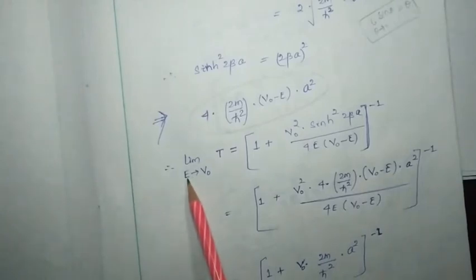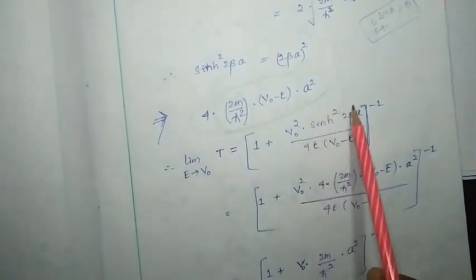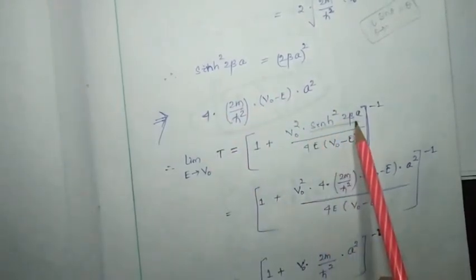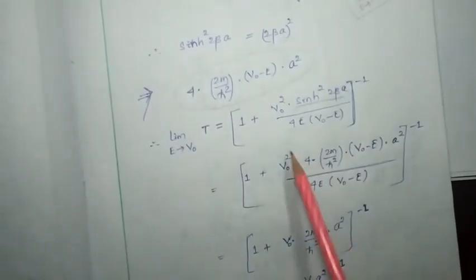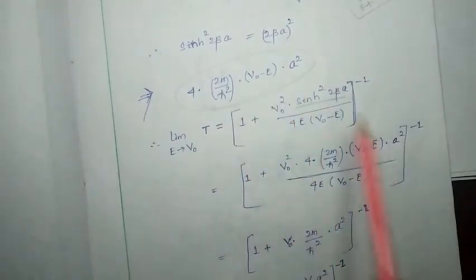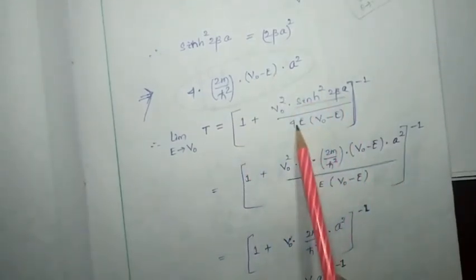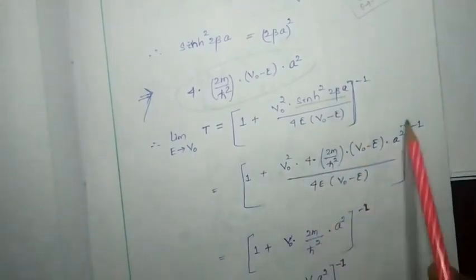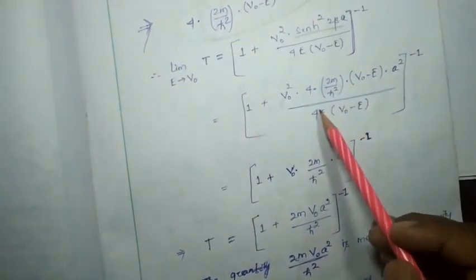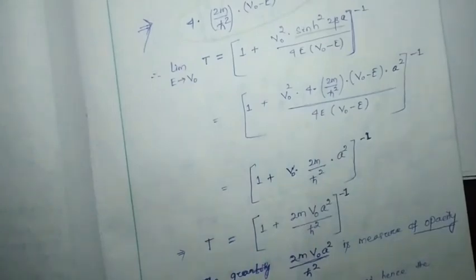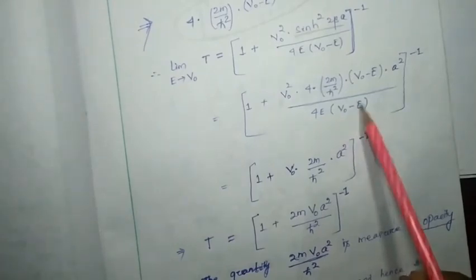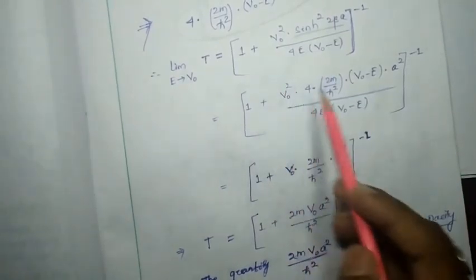The main equation is 1 plus V0 square sinh square 2βa. So for E tends to V0, this sinh square 2βa is nothing but this one, which we are going to put over here instead of sinh square 2βa. So it will be V0 square into 4 into 2m by ħ square, (V0 minus E) into a square, whole divided by 4E into (V0 minus E), inverse. So here 4 got cancelled, V0 minus E got cancelled, and you can see V0 square by E.